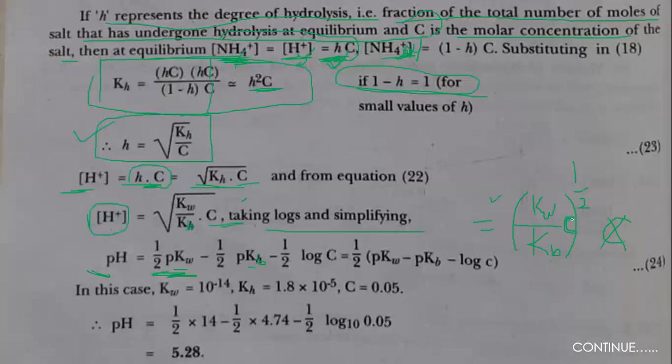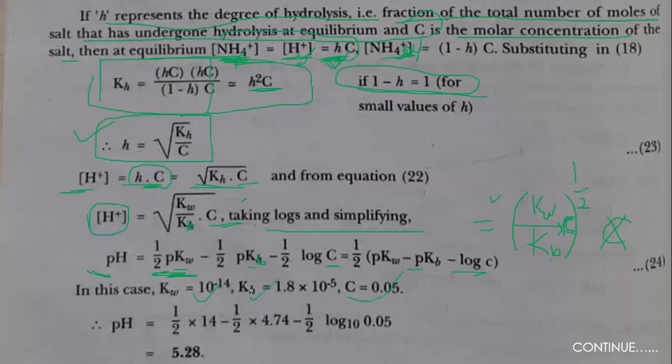Okay, so what will happen now? See, that is minus 1/2 into log of C. Taking 1/2 common, so pKw minus pKb minus log of C. We have the value of Kw, we have the value of C, and we have the value of Kb.